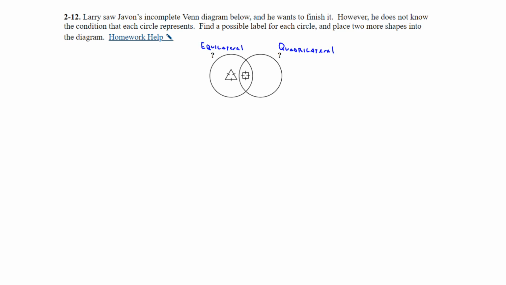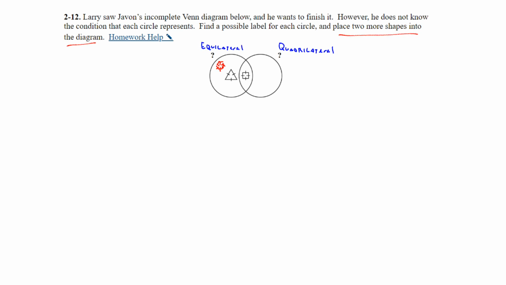So if we're going to do this, though, we have to place two more shapes into the diagram. So where could we place one of our shapes? Well, if it just needs to be equilateral and not a quadrilateral, then you could go to one of our other polygons. We could do a pentagon. That's not really a good equilateral pentagon, though, or a regular one. Maybe I'll do a hexagon. Maybe I can do a better job of that one. Yeah, not the best. But you get the idea. So each of those sides would be the same length.